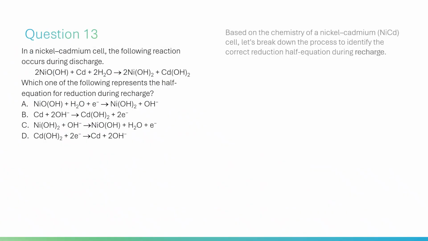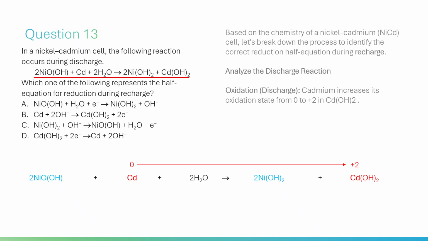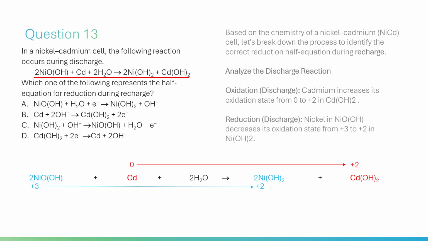Based on the chemistry of a nickel-cadmium (NiCd) cell, let's break down the process to identify the correct reduction half equation during recharge. Analyze the discharge reaction. The equation provided for discharge is oxidation, discharge: cadmium increases its oxidation state from 0 to +2 in Cd(OH)2. Reduction, discharge: nickel in NiO(OH) decreases its oxidation state from +3 to +2 in Ni(OH)2.